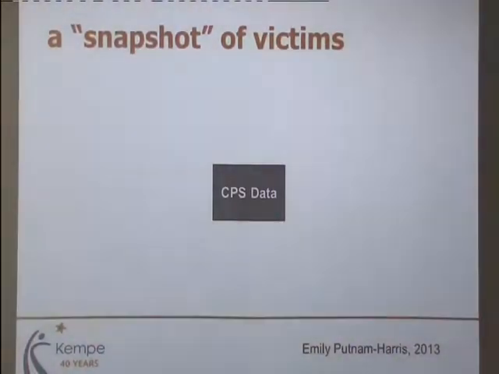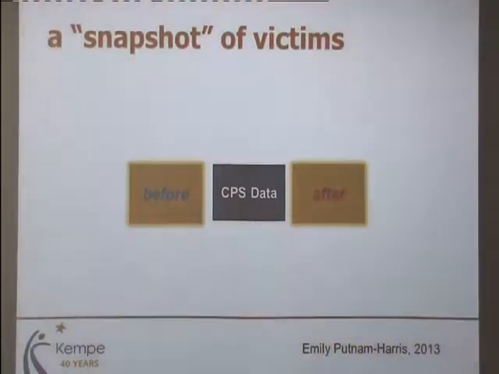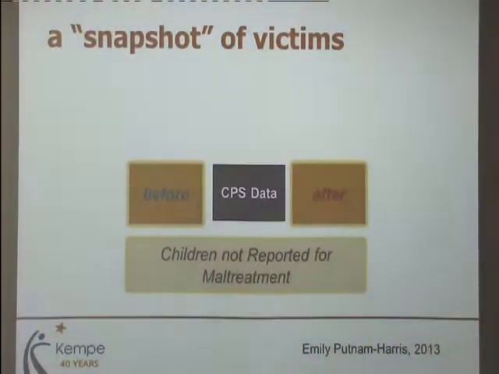So here's an example of how this sort of linkage occurs. If we start with Child Protective Services data from a social service agency, we're interested in knowing what's happened to individuals before they've had experiences with the Child Protective Service Agency. We're also interested in what's happened after they've had that exposure to the Child Protective Service Agency. And then we're also interested in comparing those to children who've never been in the Child Protective Services system.